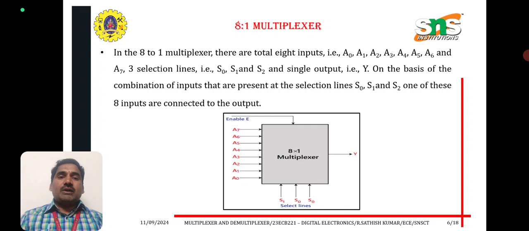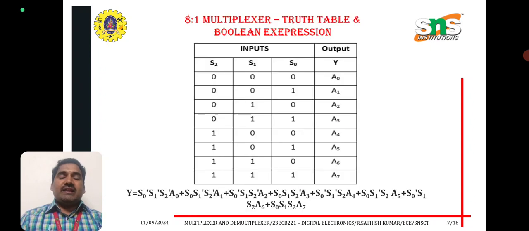In the 8:1 multiplexer, there are totally 8 inputs A0 to A7, 3 selection lines S0, S1, S2 and a single output Y. On the basis of the combination of inputs present at the selection lines S0, S1, S2, one of these 8 inputs is connected to the output. 8:1 multiplexer, A0 to A7 inputs, selection lines S0, S1, S2 which produce the output Y. Now we can see the truth table of the 8:1 multiplexer.